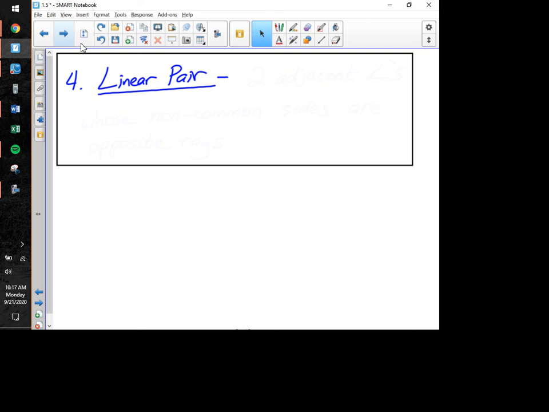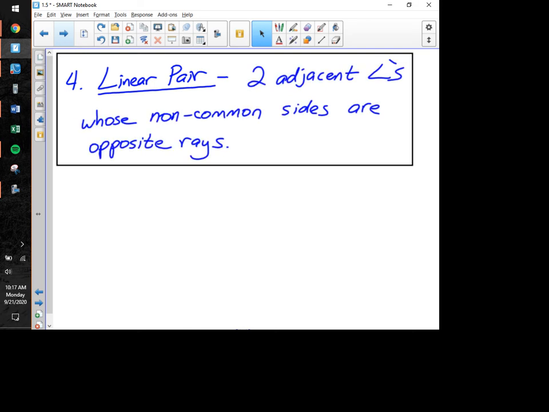The next one is one that people struggle with a little bit, so we want to spend some time making sure that we get this definition down. A linear pair, everybody, and remember, pair always means two, are two adjacent angles whose non-common sides are opposite rays. Whew, that's a little bit wordy, and there's a lot of vocab within that definition.